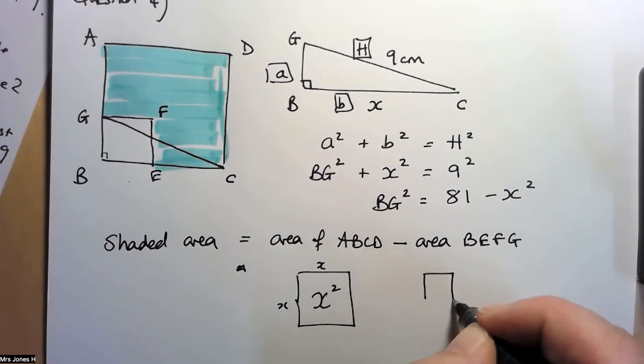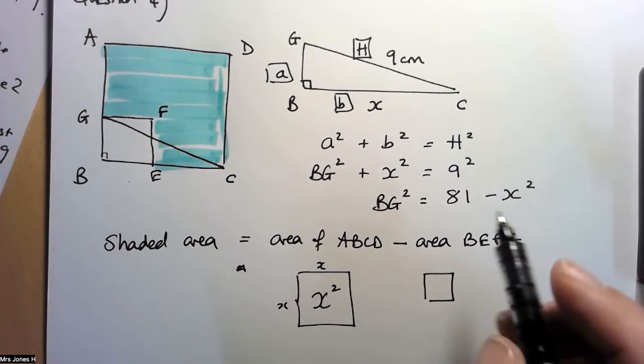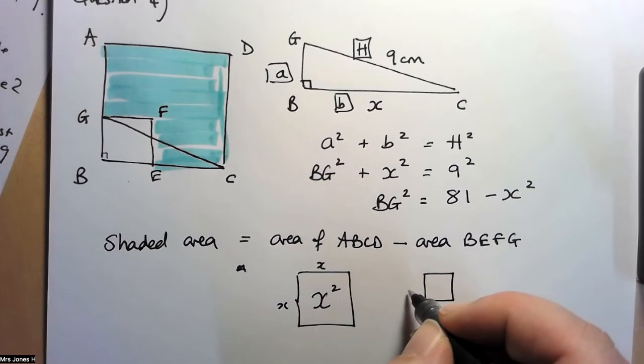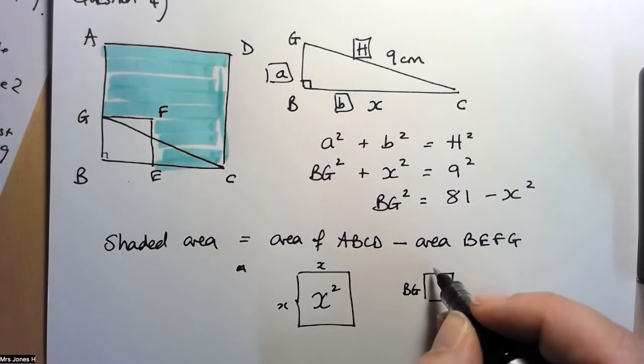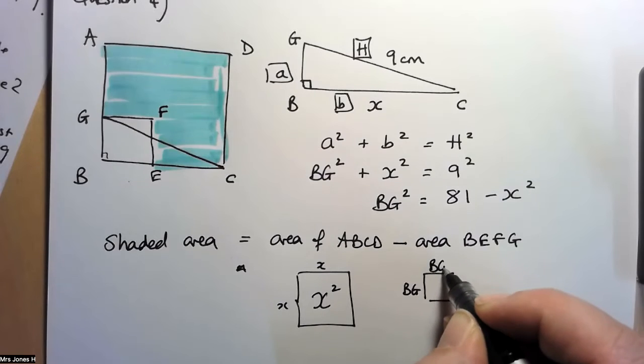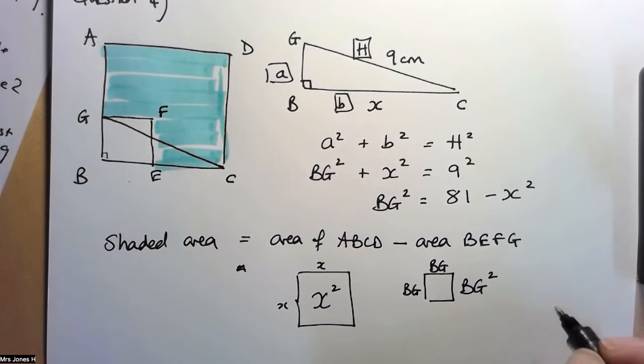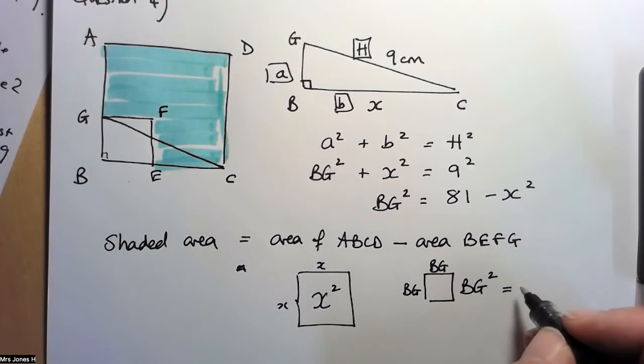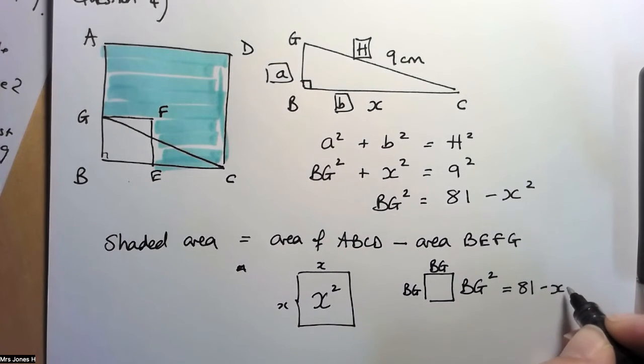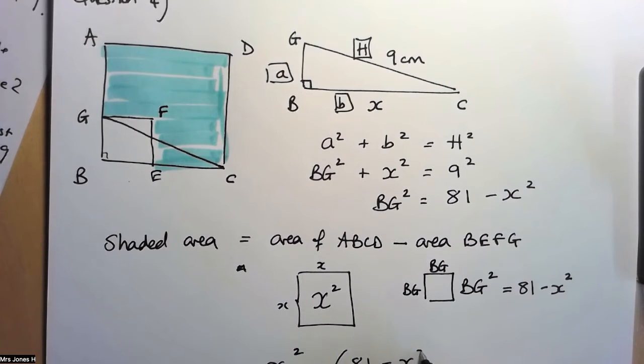And then the little square, we know that the length here is BG, and therefore this is the same here. So the area of this is going to be BG squared, which we know from here is 81 subtract x squared. So the shaded area equals the area of ABCD, subtract 81 subtract x squared.